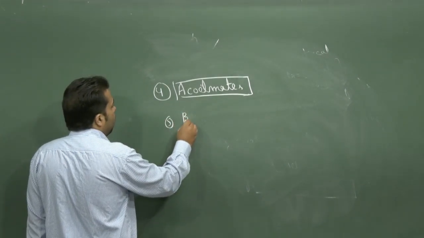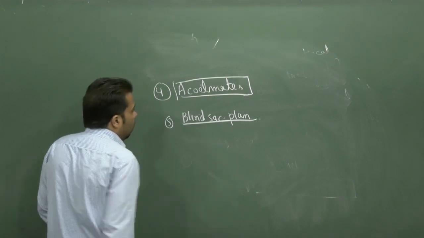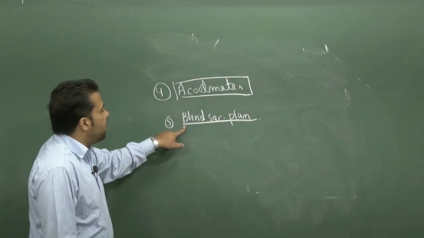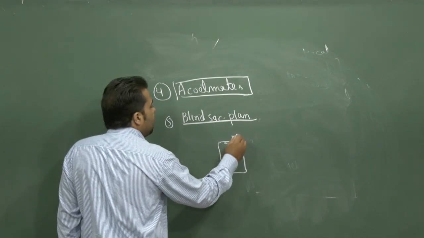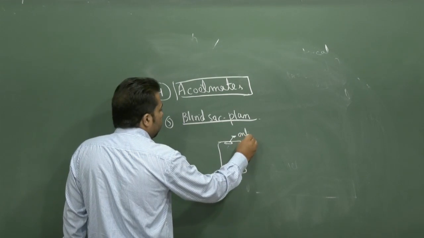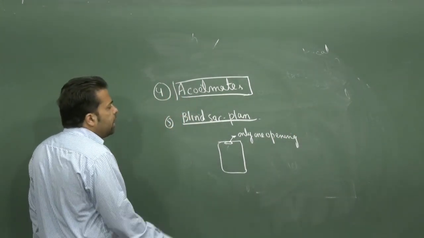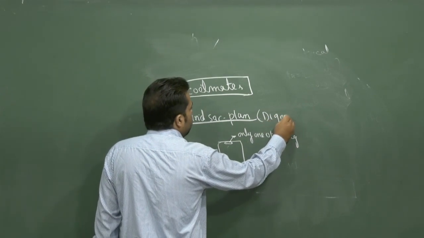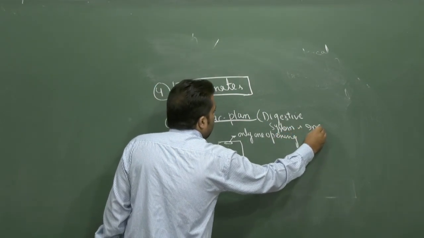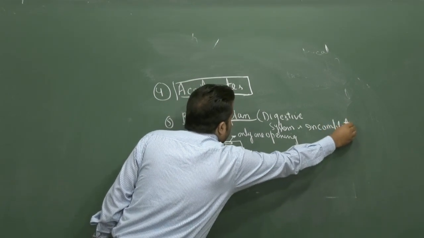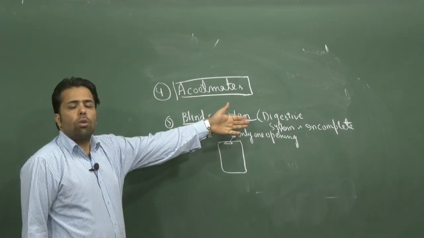Property number 5, they have a blind sac plan. The body plan is blind sac plan. In the blind sac plan, there is only one opening, and that opening acts as both mouth as well as anus. So we can say digestive system is incomplete.